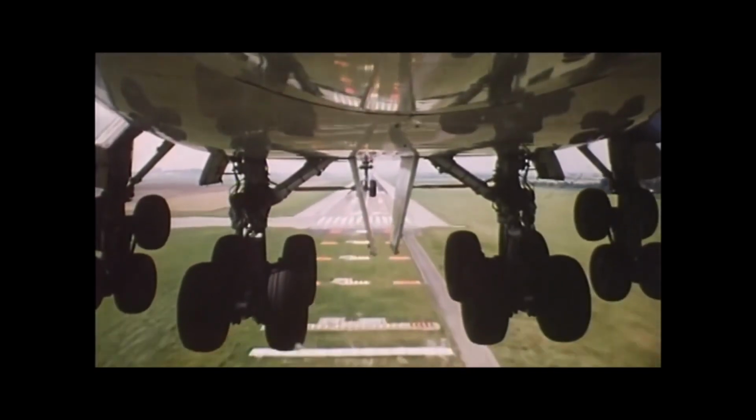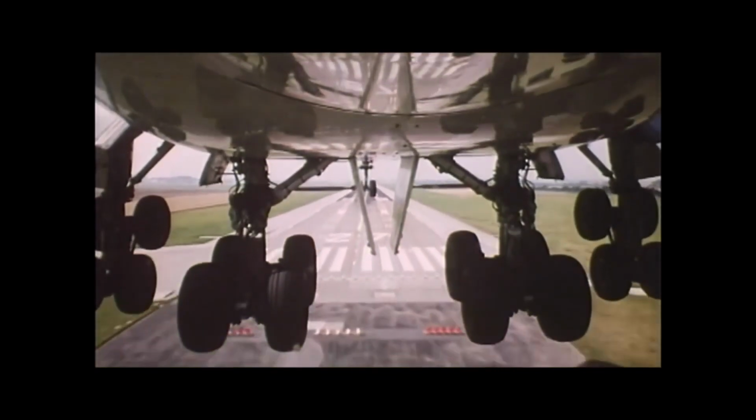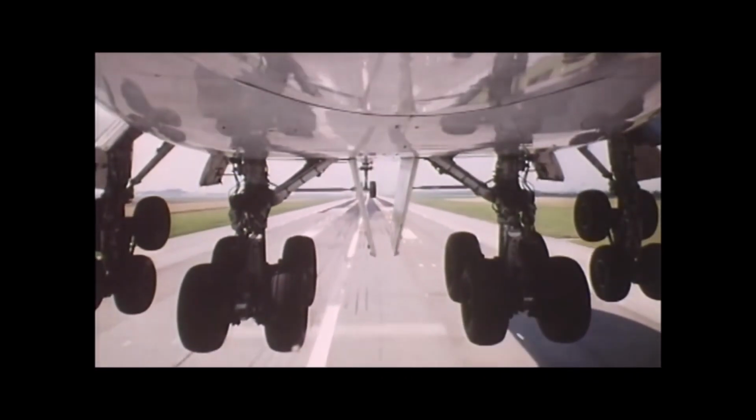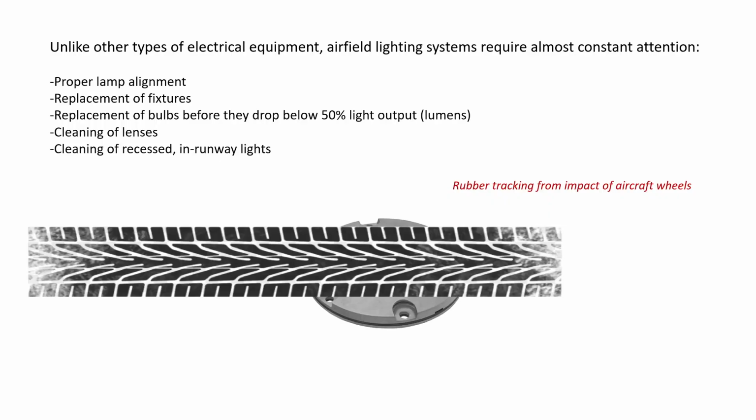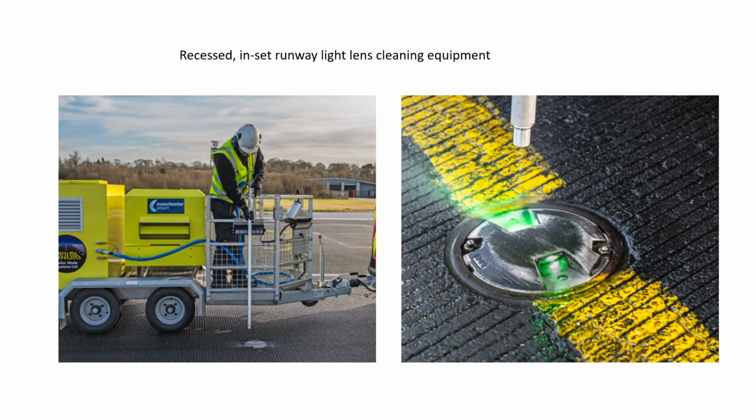This is an approach of a Boeing 747 jet. And watch when we land. Look at all the black. The touchdown zone of an aircraft is going to be covered in rubber. And so when they land, we need to clean those lenses once every month or however many landings is appropriate according to different airfield regulations. Here's a company doing that.